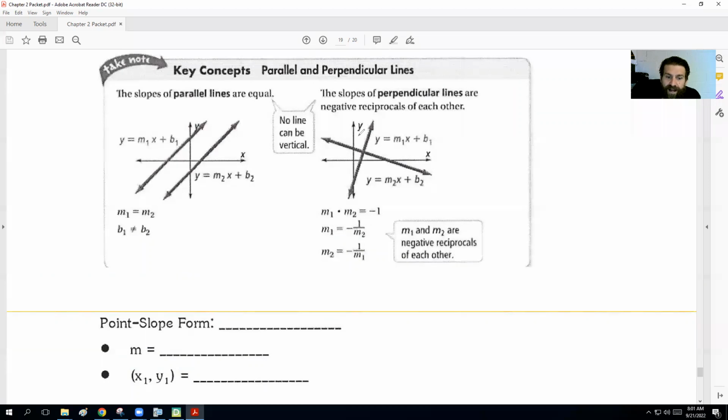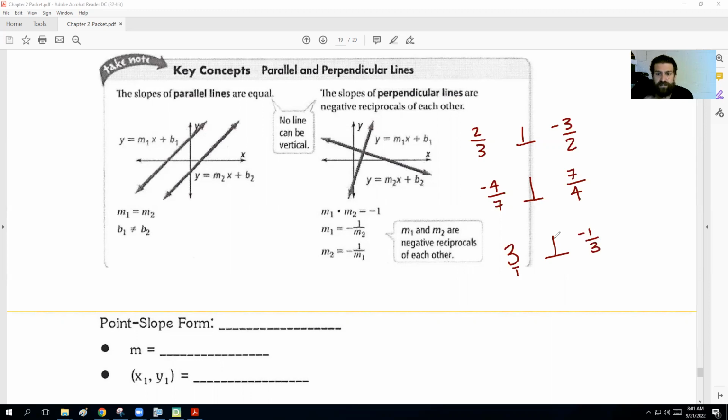All right. Perpendicular lines, their slopes are special too. Their slopes are opposite reciprocals. What that means is that if one slope is 2/3, the opposite would be we flip it and then we change the sign. So if you had -4/7, perpendicular to that would be flipping it, so it'd be 7/4, and you'd make it positive. Where it gets a little tricky is, say we have a slope of 3. Well, what we have to remember is that 3 is technically 3/1. So perpendicular to that would be, we flip it and then change the sign. So opposite reciprocals for perpendicular.